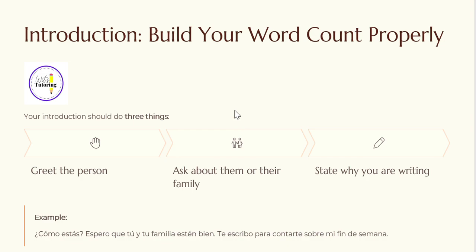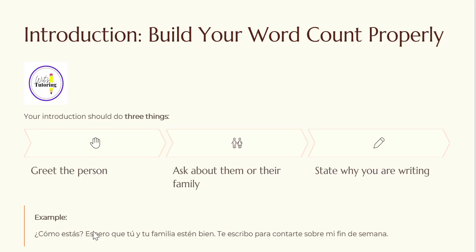Okay. So during the introduction, this is your chance to build your word count. 80 to 130 words could sound a bit intimidating, but if you use your introduction and your conclusion to get some of the words out of the way, you can easily meet that threshold. So you're going to greet the person, but ensure that when you're greeting them, you say hello, you ask them how they're doing, and you also ask how their family is doing as well. And of course, you will state why you are writing.